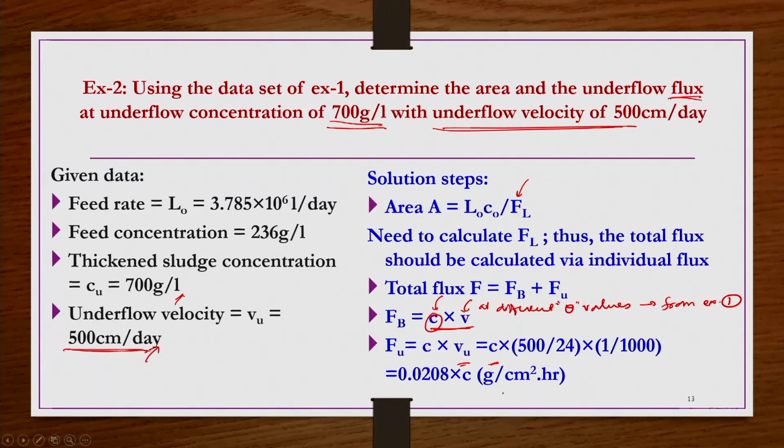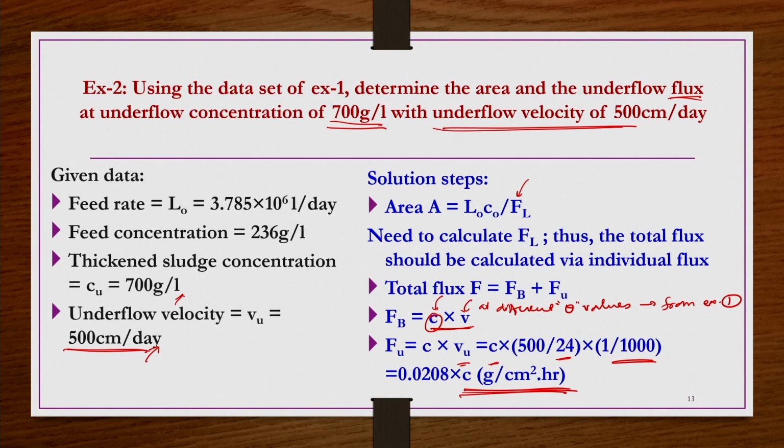Now, flux we wanted to have in gram per centimeter square hour. So the liters, we have done 1 by 1000, so the liters are also converted into centimeter cube. And then here centimeter per day VU, so what we have done is divided by 24, so that it comes into centimeters per hour. So overall these units are going to be gram per centimeter square hour.